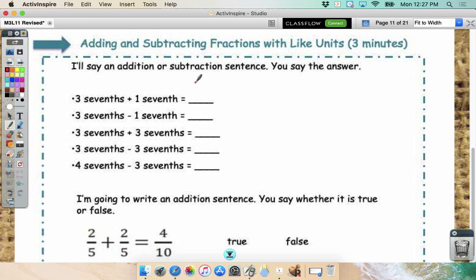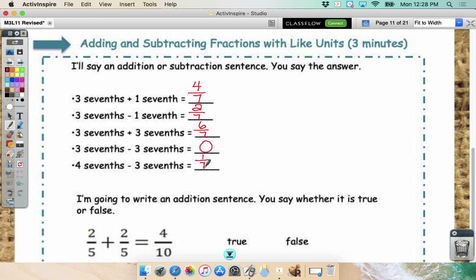3/7 plus 1/7. 4/7. Okay. 3/7 minus 1/7. 2/7. Okay. 3/7 plus 3/7. 6/7. 3/7 minus 3/7. 0/7. 4/7 minus 3/7. 1/7.